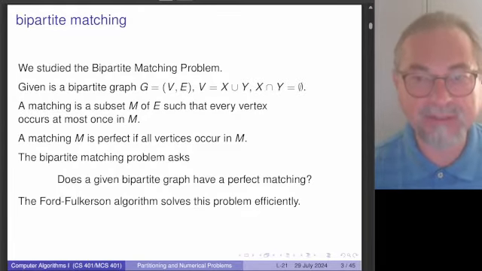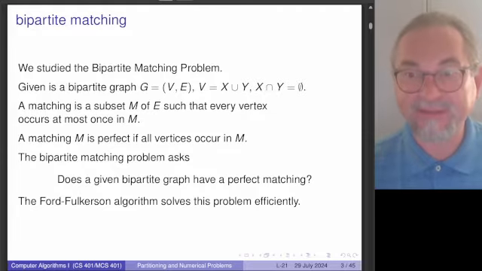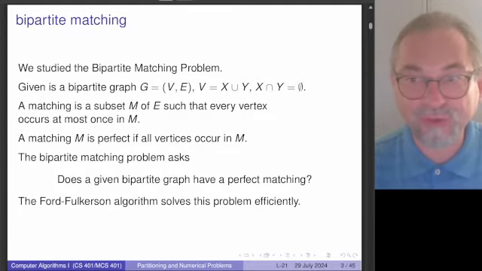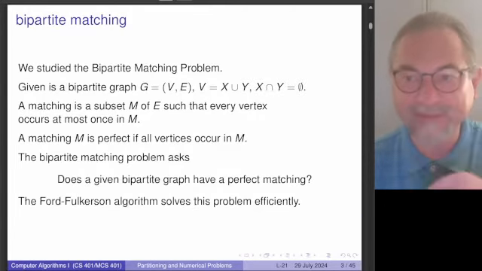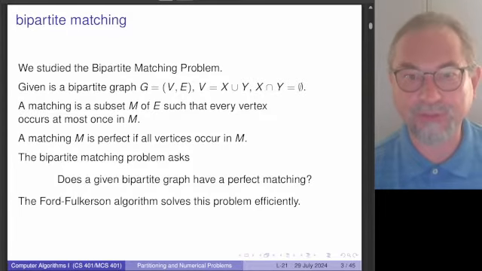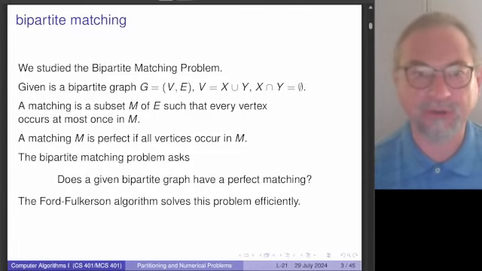In the bipartite matching problem, this is a natural decision problem: for any bipartite graph, is there a perfect matching? We have an efficient algorithm for this, and that's the Ford-Fulkerson algorithm, which we discussed in an earlier lecture.